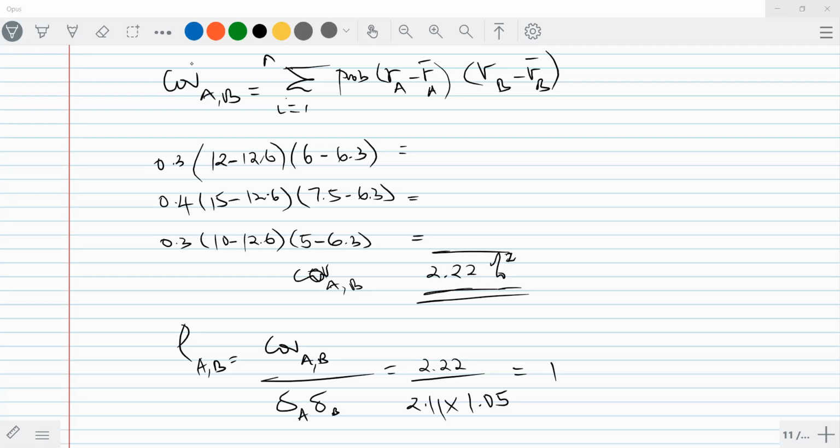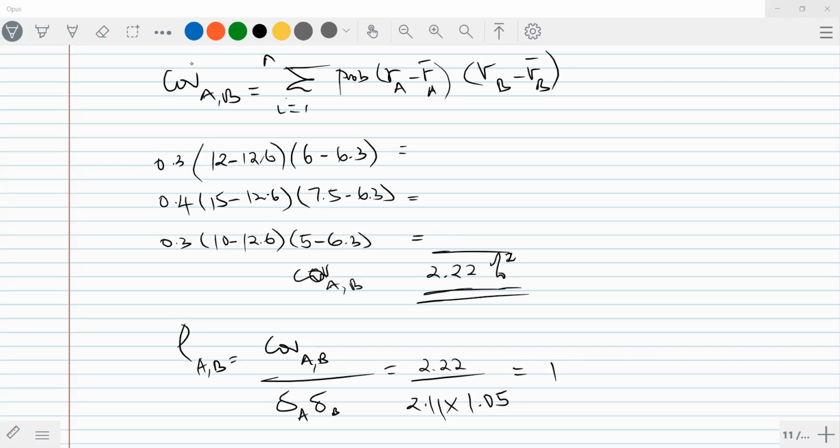Covariance didn't make sense, but now we're able to make sense of the figures by using the coefficient of correlation between the two stocks. If it was negative, then if A increases, B will be decreasing, so they move in opposite directions. That is what the coefficient of correlation implies. I hope it's clear. That is the coefficient of correlation between A and B.